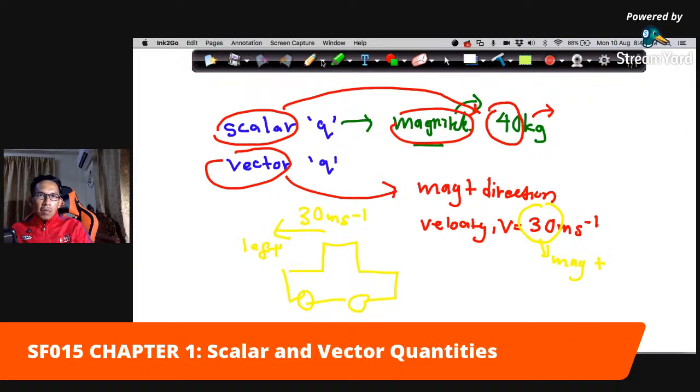So now, if you look at the figure here, the diagram here, first you have a speed or velocity of the car, and next you have a direction to the left. So that's why velocity is a vector quantity.